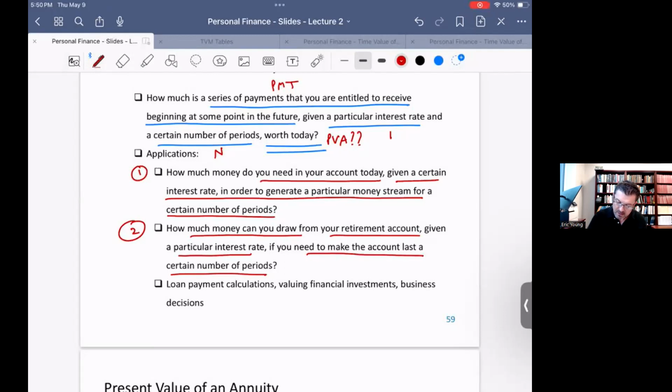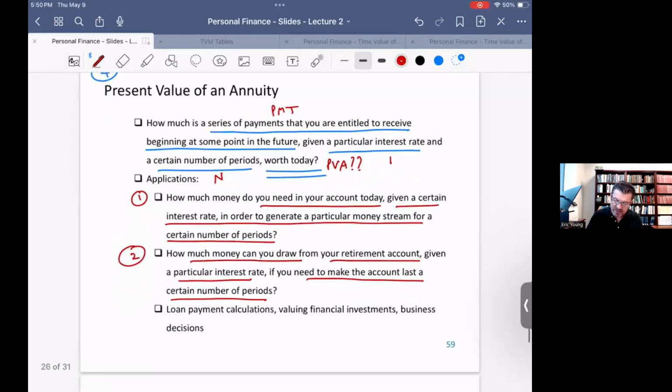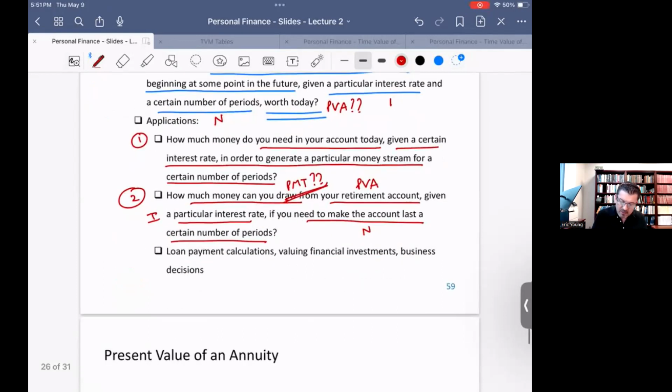Think about this. In this case, you have a retirement account, which is going to be the present value of the annuity, but that's a given. You know it's going to grow at a certain interest rate over a certain number of periods. Now we're solving for PMT. We're trying to figure out, hey, what's the amount of money that I can safely take out so that I don't exhaust my nest egg and go broke when I'm old? Powerful.